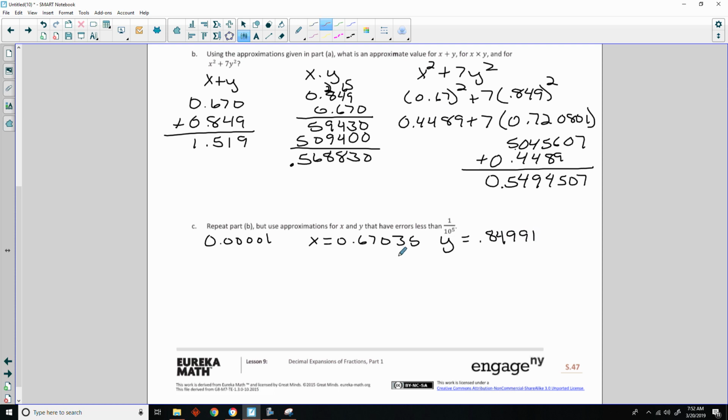Okay, so now that we've done that, now we are going to repeat b. So x plus y, I'll put here, and that's going to be 0.67035 plus 0.84991, and that's going to give me 1.52026.